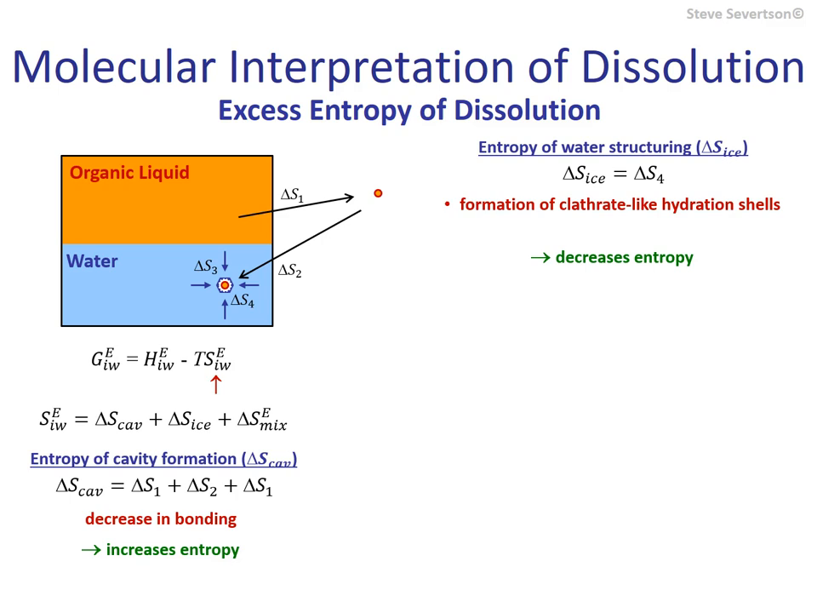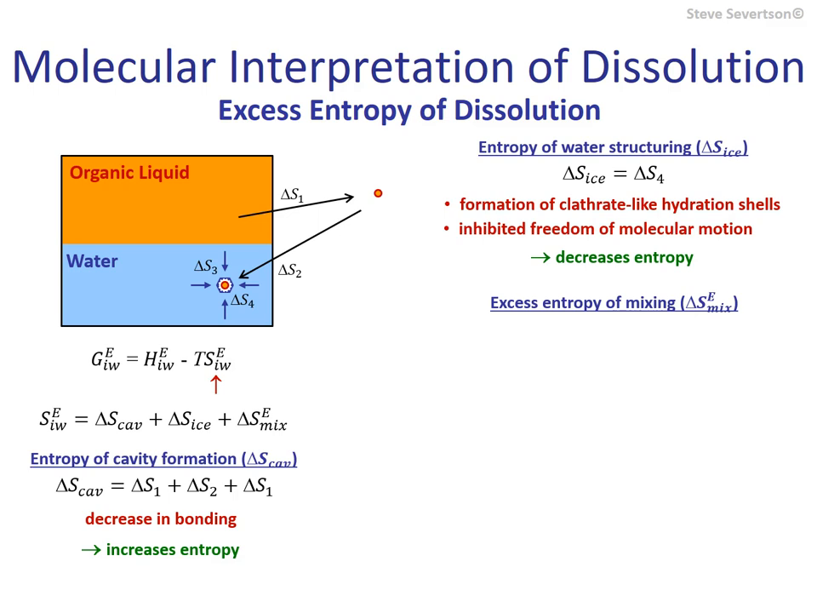In addition, the formed clathrate-like hydration shells tend to limit the molecular motion of these segments. For flexible structures, such as those possessing long, unbranched chains, the decrease in entropy can be significant. A final contribution that needs to be accounted for is the excess entropy of mixing.